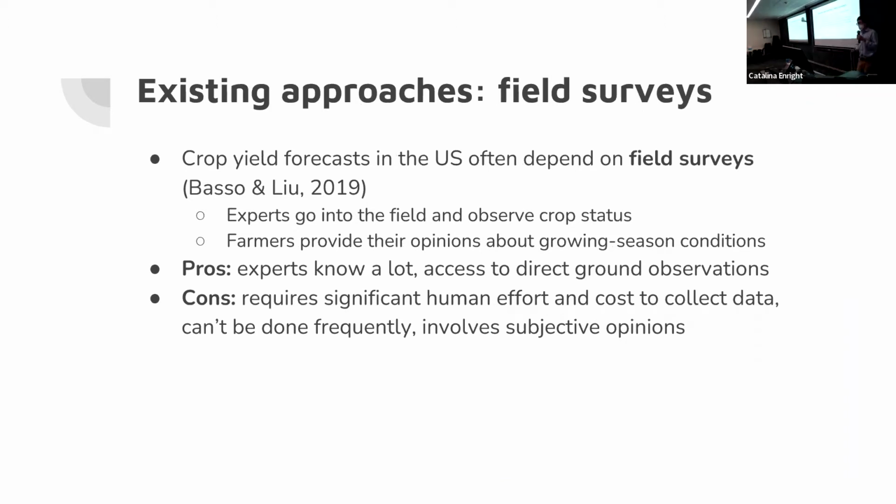Okay, so how is this currently done in practice? A lot of crop forecasts in the US still depend on field surveys where experts go into the field and observe how the crops are doing. Farmers can also provide their opinions about growing season conditions. This is great because experts clearly know a lot, they have a lot of experience, and they can directly observe the conditions on the ground. Unfortunately, this also requires significant human effort and cost to collect this data. Even in the US, I think the USDA generally only publishes forecasts every month. In developing countries, this type of data is even more inaccessible. And it also involves subjective opinions.